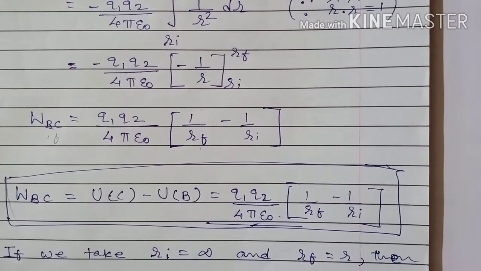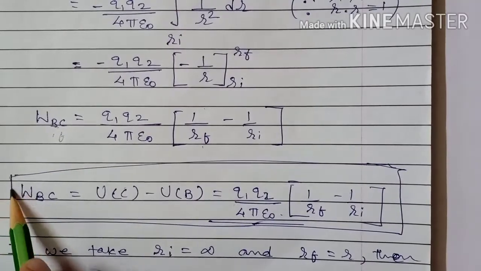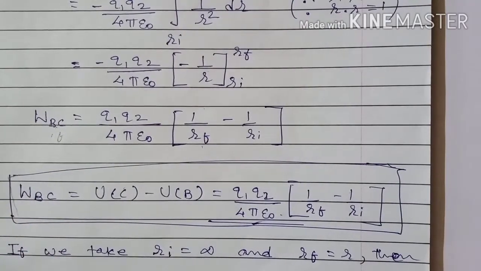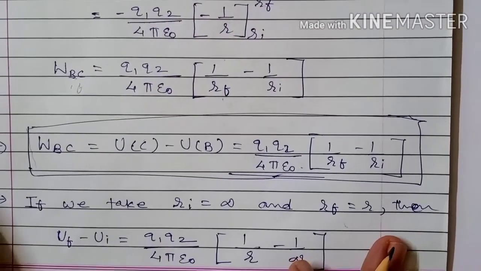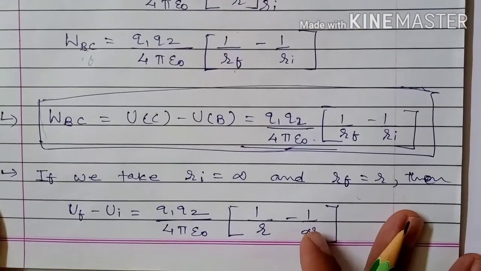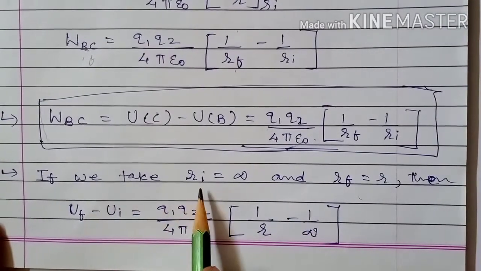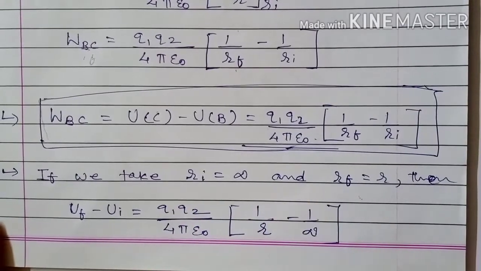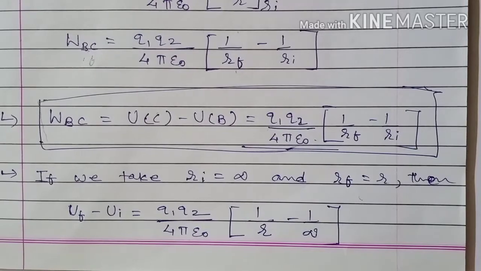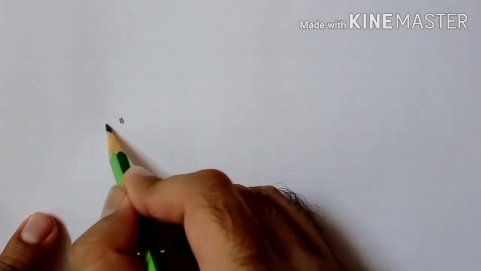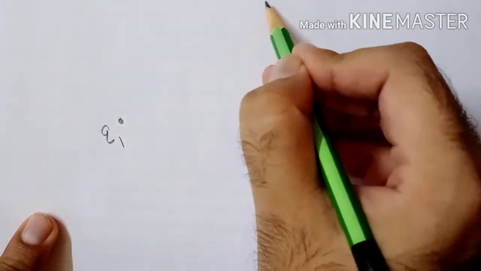So this way we can find change in potential energy in moving charge from one point to another. But if we want to find potential energy at one point, then if we take Ri is equal to infinity and Rf is equal to R, then Ri is equal to infinity means, suppose here is the charge Q1 and here is the infinity.